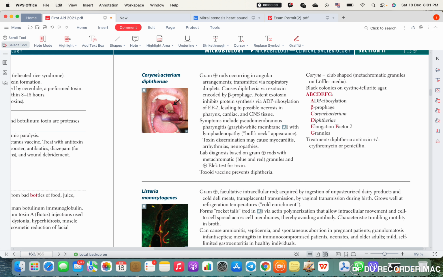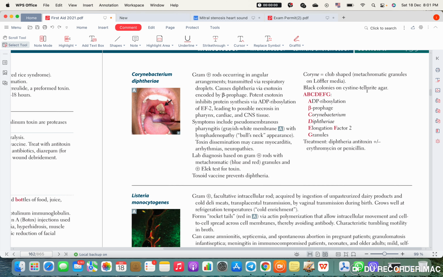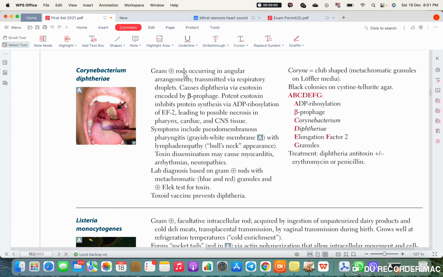It's really rare. Should you report it if you find a case of it? Is it a reportable disease? Yep, it is. Okay, so gram-positive rods occur in an angular arrangement. It is transmitted via respiratory droplet. That's why you need to report it if you find a case of it. It causes diphtheria via the exotoxin encoded by beta prophages.